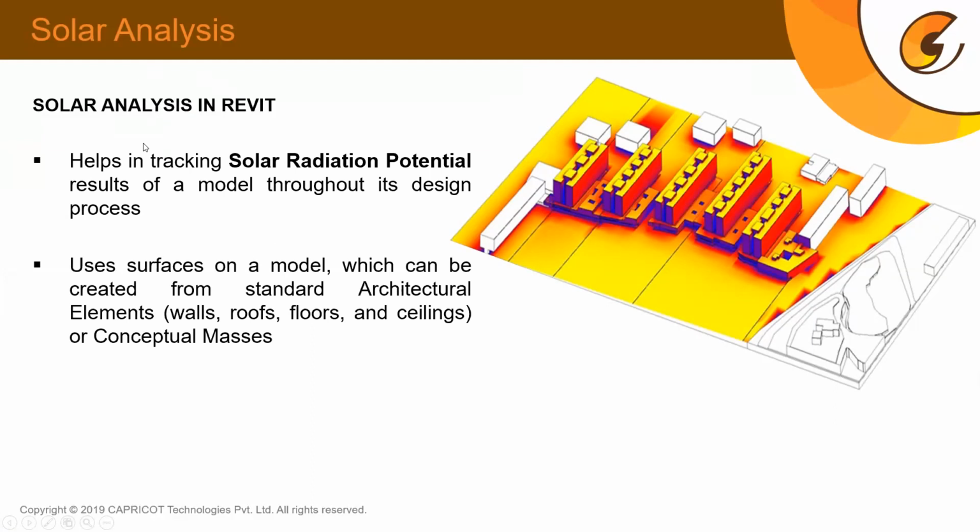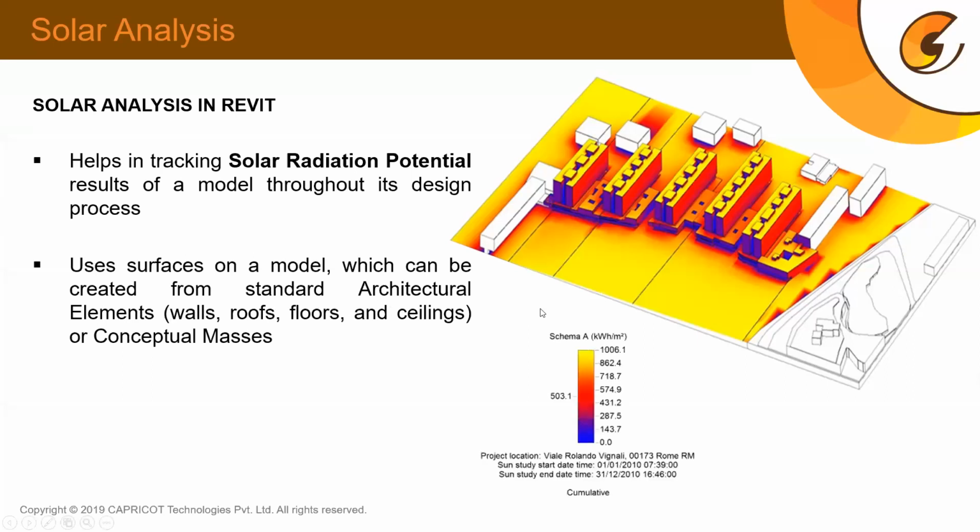If we look at the facade of the building, we want to find out how much solar energy we can gain using what part of the facade. For example, if I only want to utilize my roof, or I want to utilize my walls also for using the panel, I can take those decisions. That is called solar insolation. It uses surfaces on a model which can be created from standard architectural elements, and it gives a value like this. I'm going to show you in the coming slide.